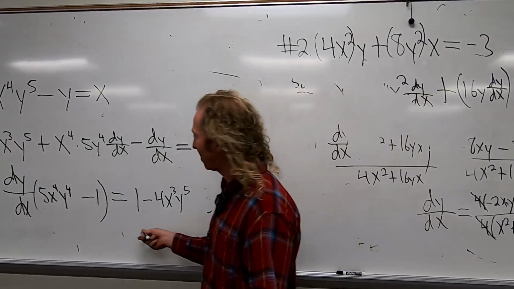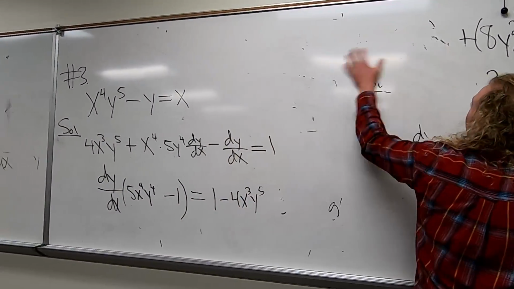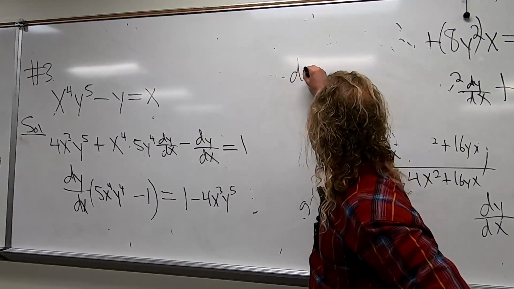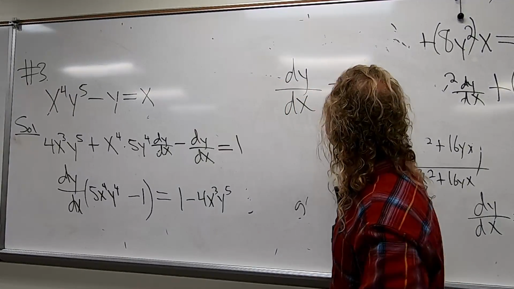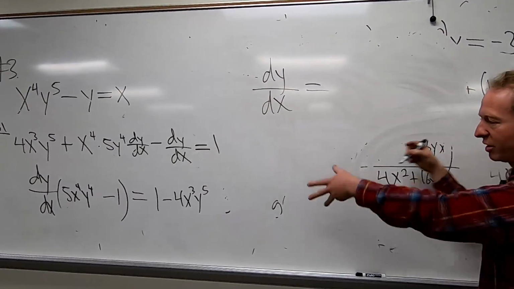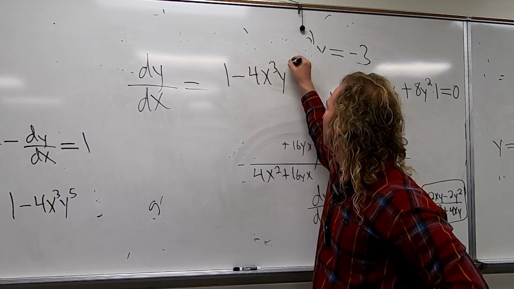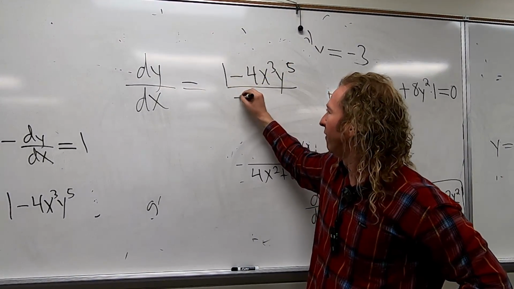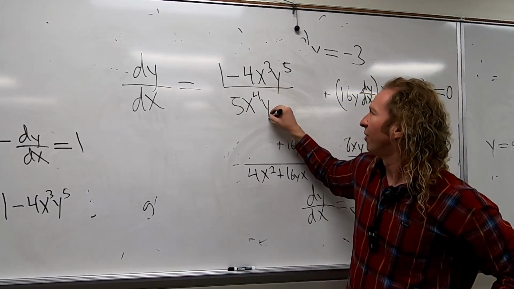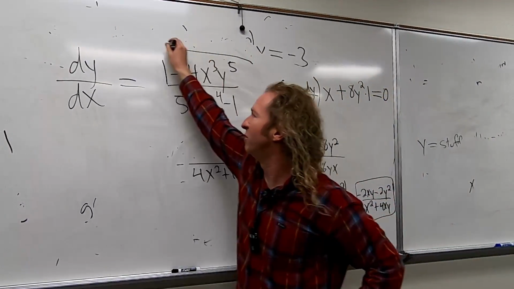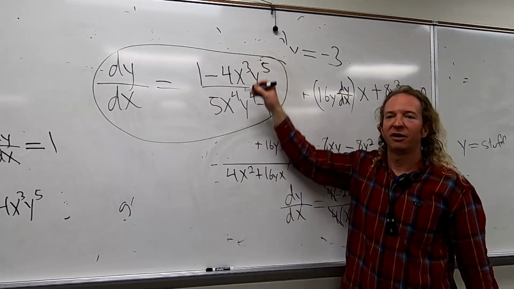To finish, we just divide by this stuff, right? So I'm going to go ahead and write the answer up here. So we have dy dx equals, and then we're just left with that. So 1 minus 4x cubed y to the 5th over 5x to the 4th y to the 4th minus 1. And that would be the final answer.